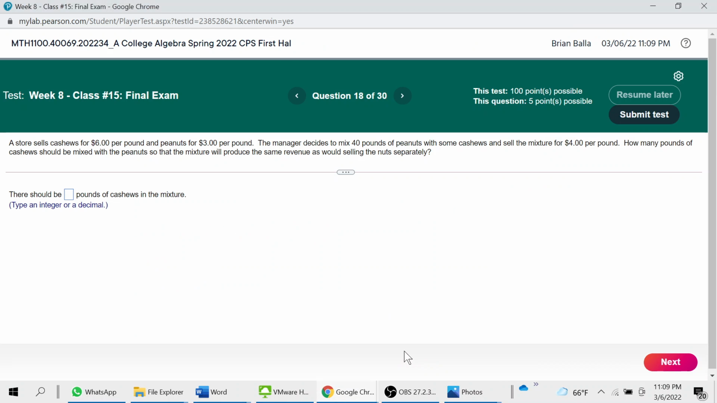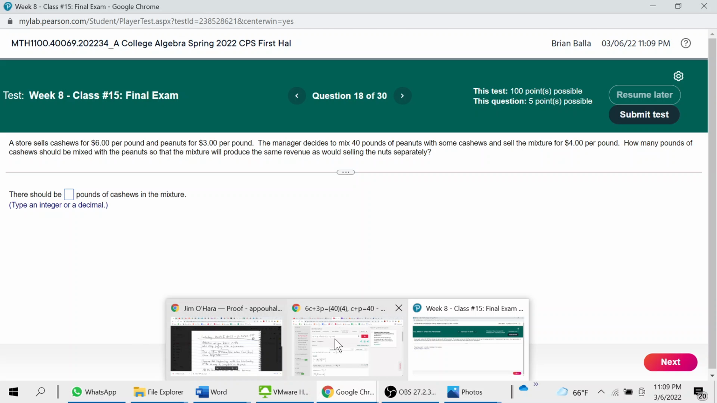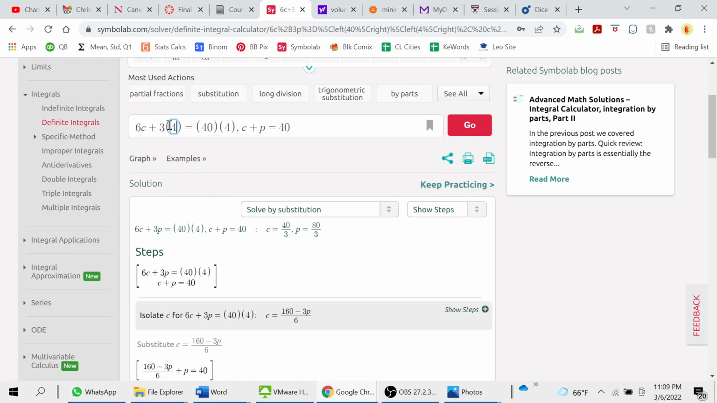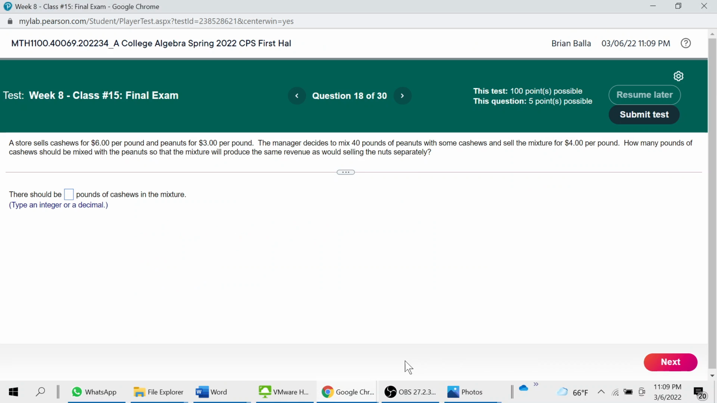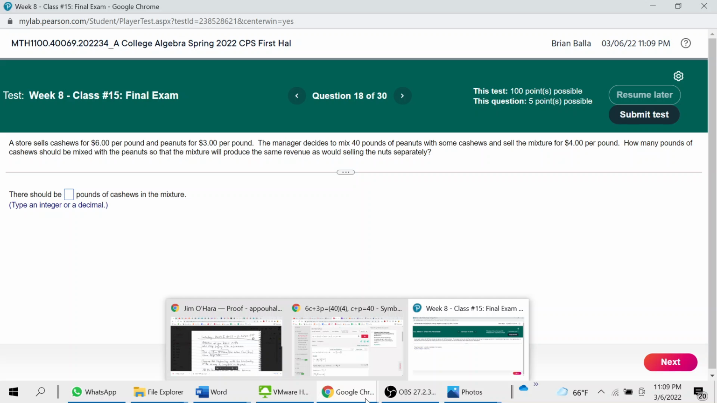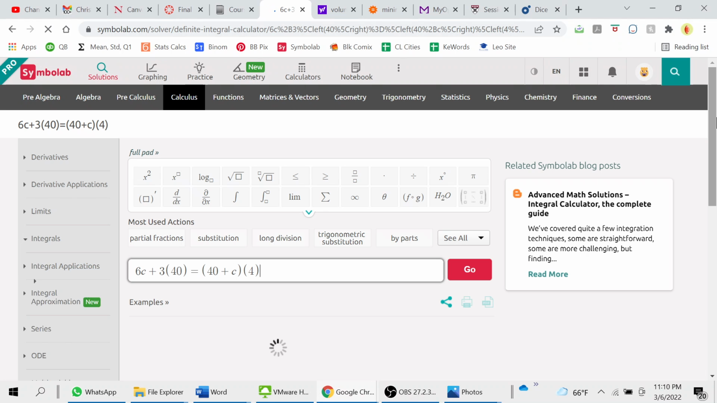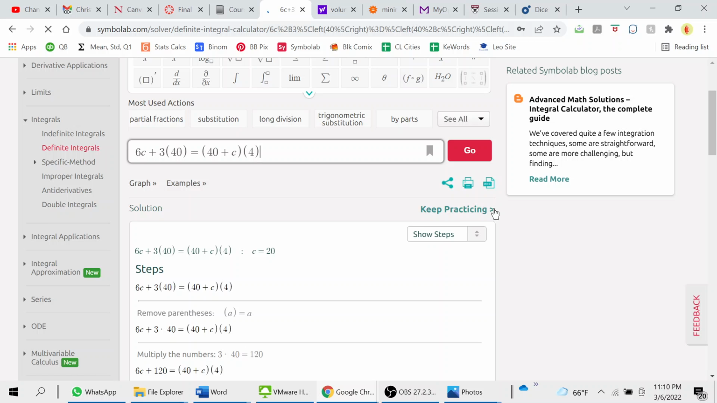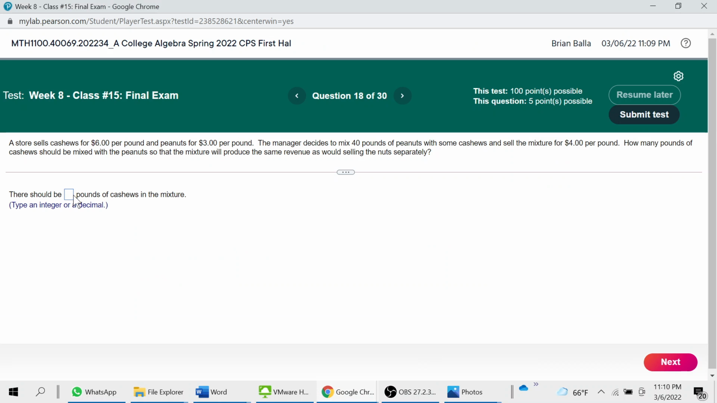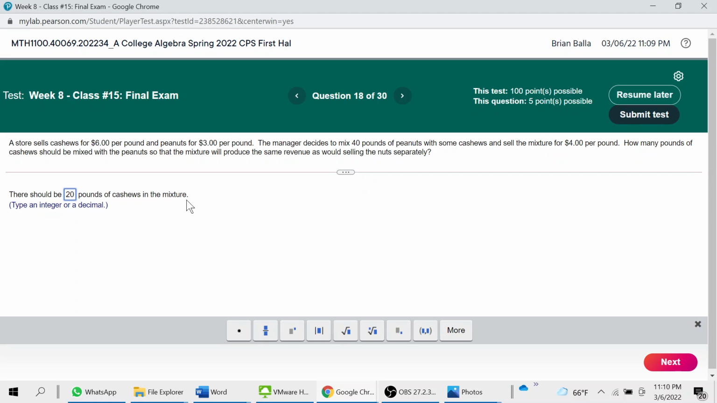Okay, hold on. Now I didn't read the problem correctly. 40 pounds of peanuts. So P is 40 with some cashews. Alright, $4 per pound. Cashews is 20. Selling the nuts separately.